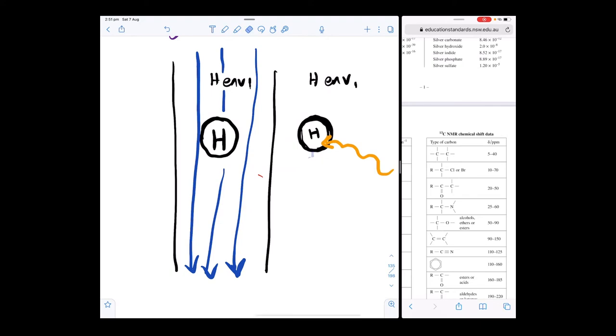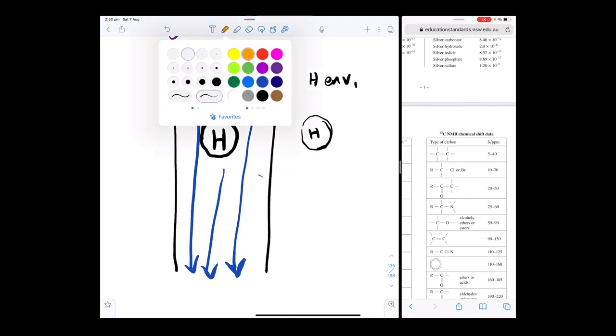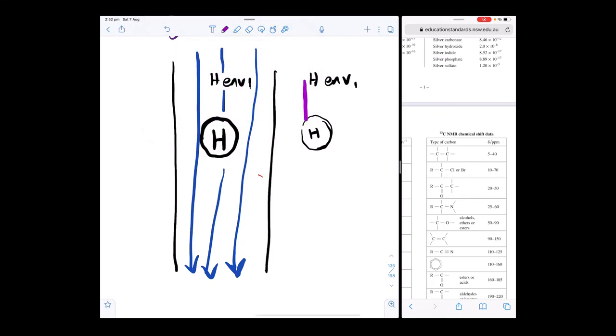Good. Now, just think about this. It's now flipped to a higher energy state, and what that means is magnetic field lines now lie against the external magnetic field. Now, do we all agree this hydrogen here is producing its own magnetic field? It's now against the external magnetic field lines.